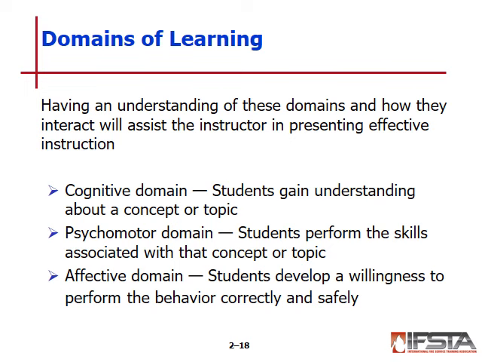So let's repeat this again, because this is important stuff. See how I pull that in there, we're repeating. So what law or theory does that have to do with, gang? Hint, hint, hint. Having an understanding of these domains and how they interact will assist the instructor in presenting effective instruction. Remember, cognitive domain, students gain understanding about a concept or a topic. Psychomotor, students perform the skill associated with the concept. And the affective domain, the student develops a willingness to perform the behavior correctly and safely.